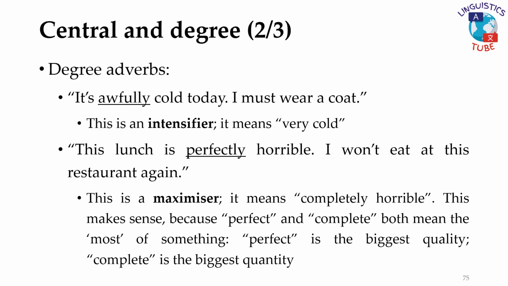You will certainly hear these words as degree adverbs in TV series like Downton Abbey. You might think it is especially strange to say "perfectly horrible," because "perfectly" usually has a very positive meaning, like "this lunch is perfectly delicious." Nevertheless, it makes sense that "perfectly" is synonymous with "completely," because perfect and complete both mean the most of something. Perfect is the biggest quality, complete is the biggest quantity.